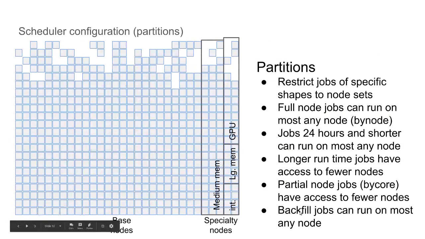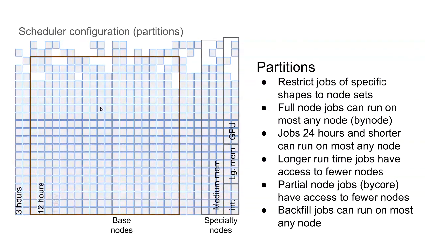There's another type of partition called a backfill. And this is basically if nodes are left idle by other partitions, then short-running jobs that are high enough in priority can run on those nodes. So what we end up having are these different subsets of partitions, where different nodes belong to a partition, and jobs based on their resource requests get access to those nodes.